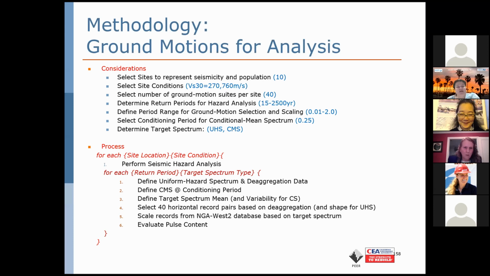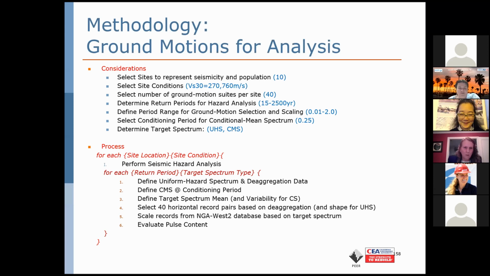Initially, we were looking at developing ground motions for the uniform hazard spectrum, but in discussions with the analysis team, we were open to that. We developed a conditional mean spectrum and selected a conditioning period for it. By this point, the structural analysis group had given us a period, and we conditioned our spectra at 0.25 seconds. And we just ran it for this one single conditioning period. And so now for each site, we had 2 different types of target spectra.